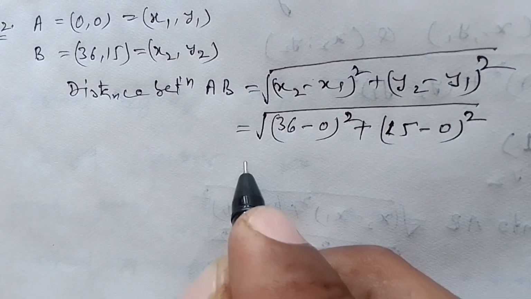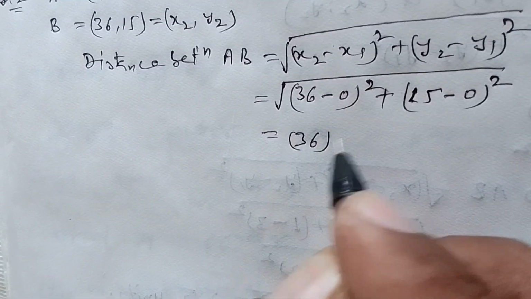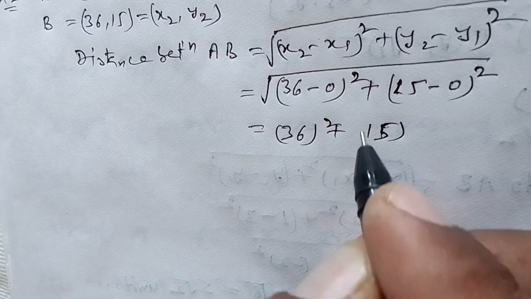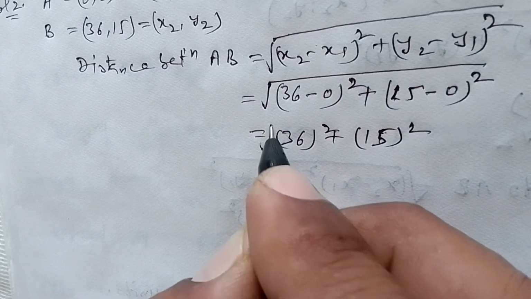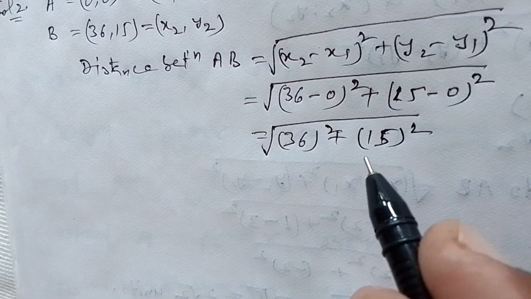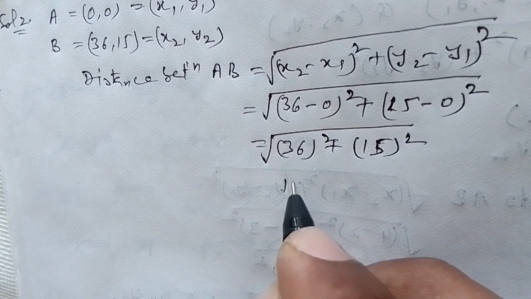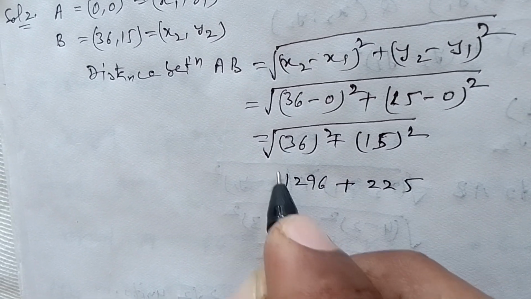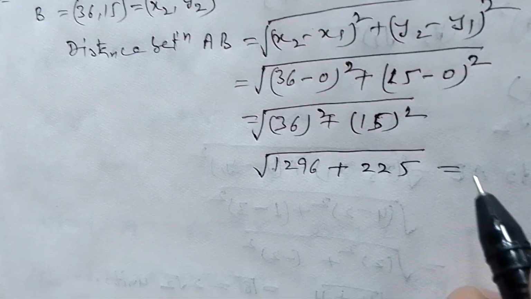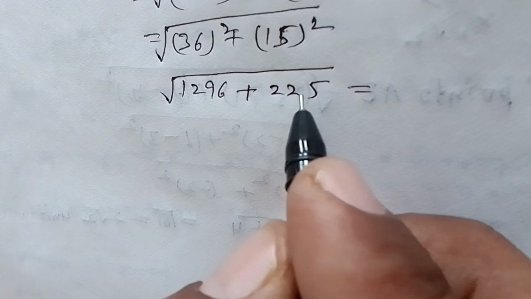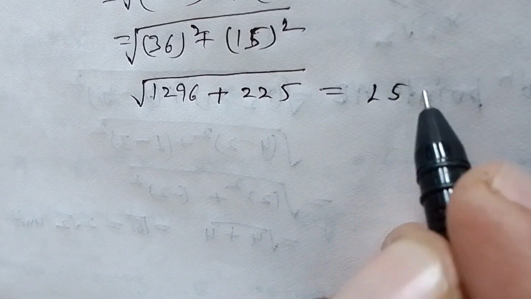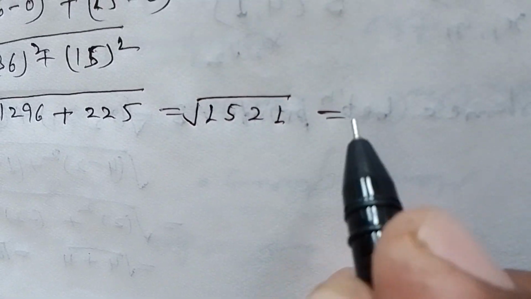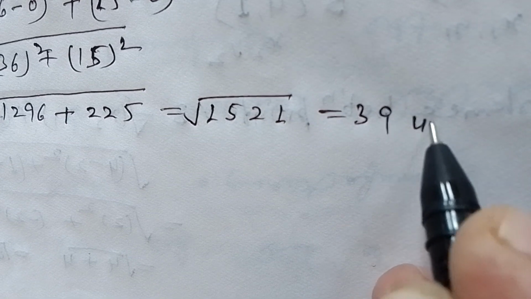So it will come out to be 36 square plus 15 square, which comes out to be 1296 plus 225. On adding these two, we will get 1521 under root. So cancelling the under root, the answer will come out to be 39 units.